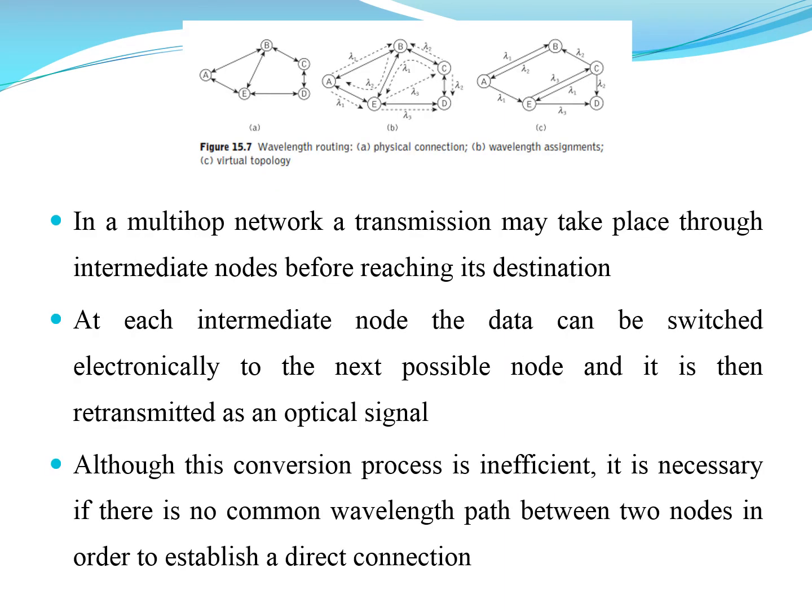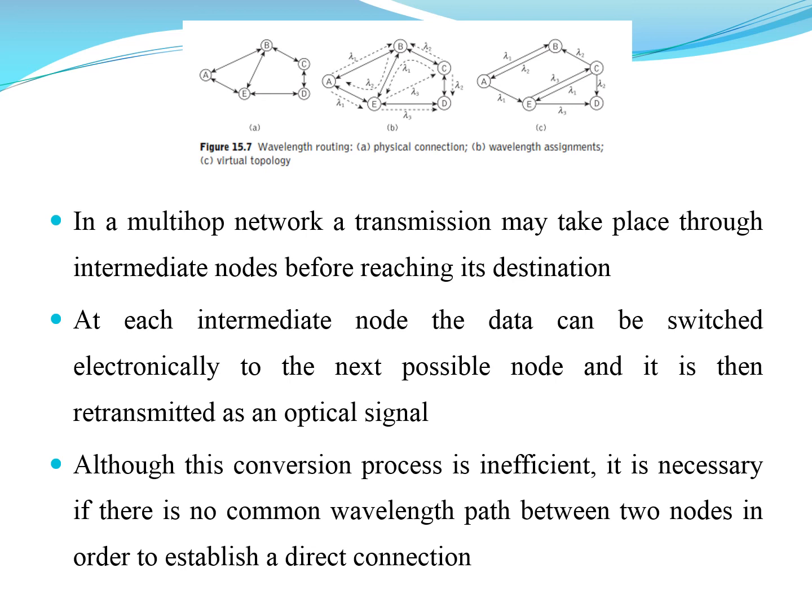So this is how the wavelength routing is done. This is a physical connection available between A to E, the A, B, C, D and E nodes. Then we have the wavelength assignment. So this is how the wavelength assignment is done between the nodes. And virtual topology. This is a virtual topology setup, which is done in order to transmit the information from one node to another node, and also simultaneously the information retransfer has to happen on the same line with different wavelengths. So in a multi-hop network, a transmission may take place through intermediate nodes before it reaches its destination.